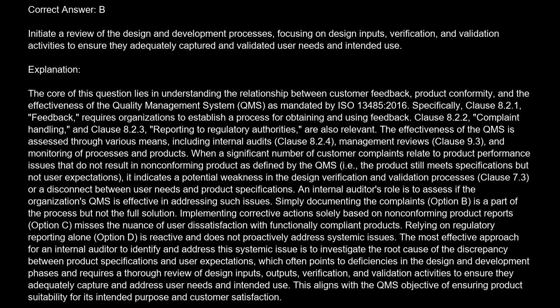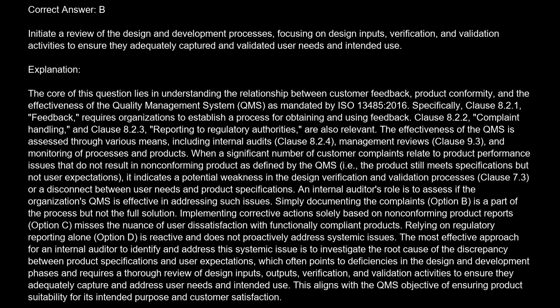The correct answer is B. Initiate a review of the design and development processes, focusing on design inputs, verification, and validation activities to ensure they adequately captured and validated user needs and intended use. Explanation. The core of this question lies in understanding the relationship between customer feedback, product conformity, and the effectiveness of the quality management system, QMS, as mandated by ISO 13485-2016. Specifically, Clause 8.2.1 Feedback requires organizations to establish a process for obtaining and using feedback.